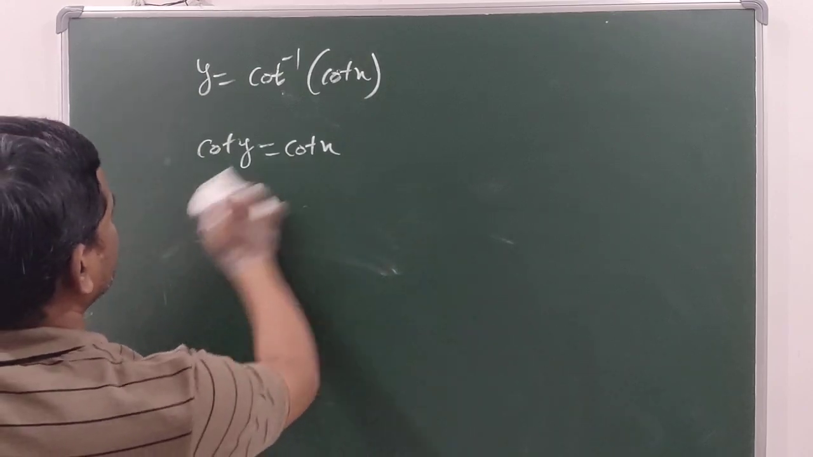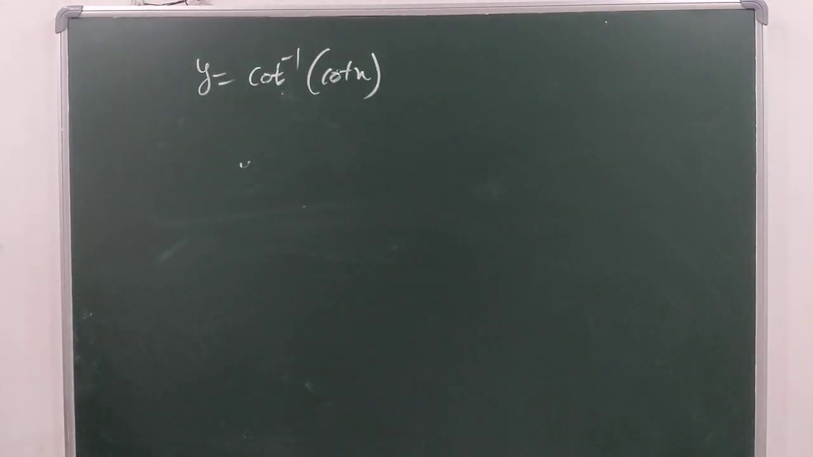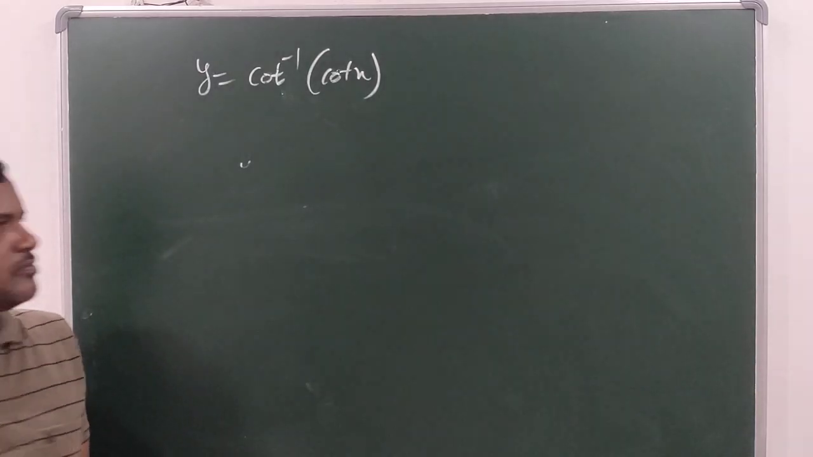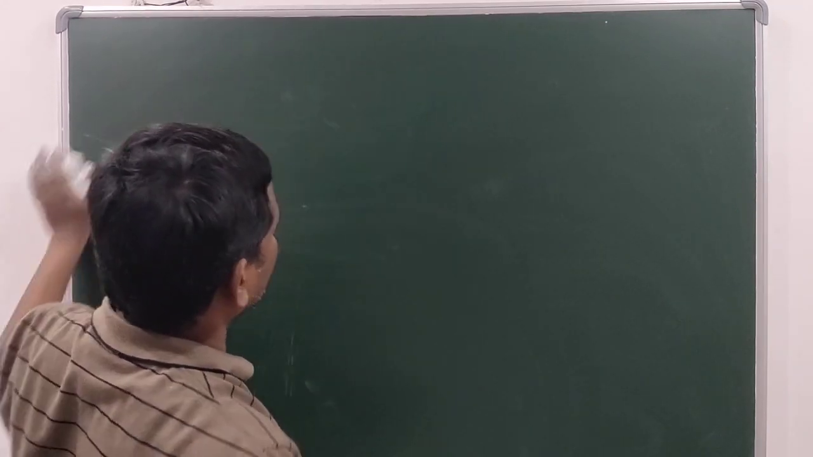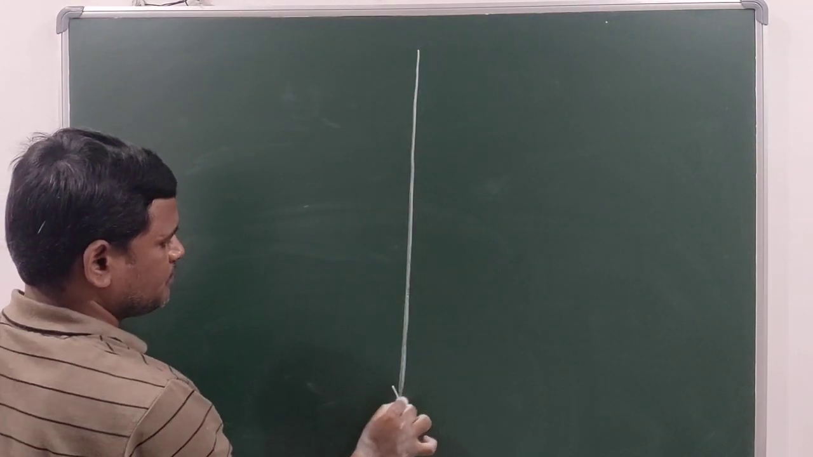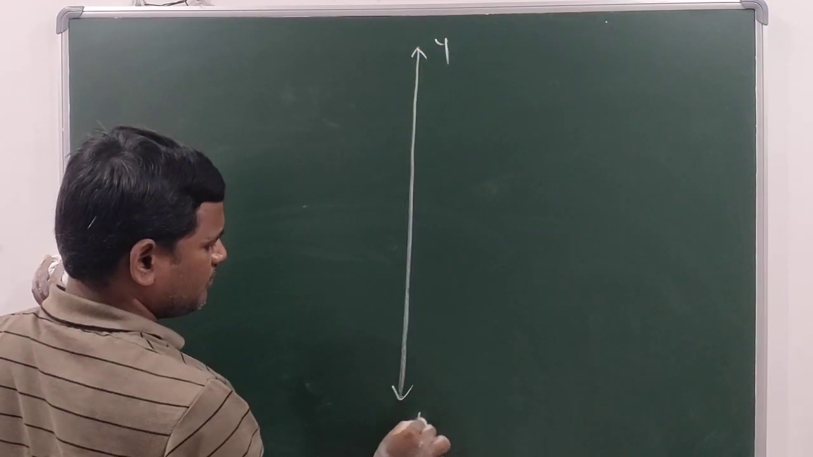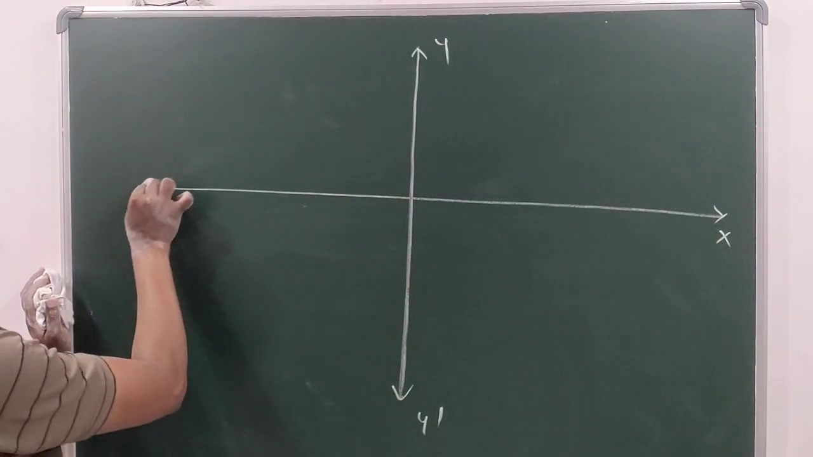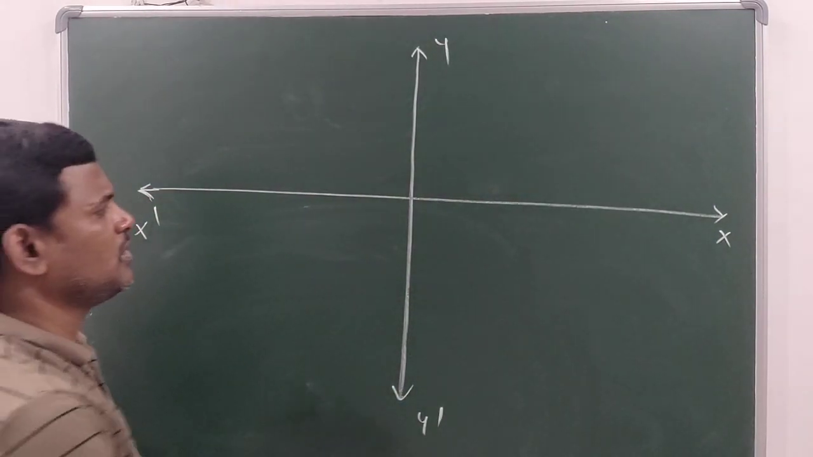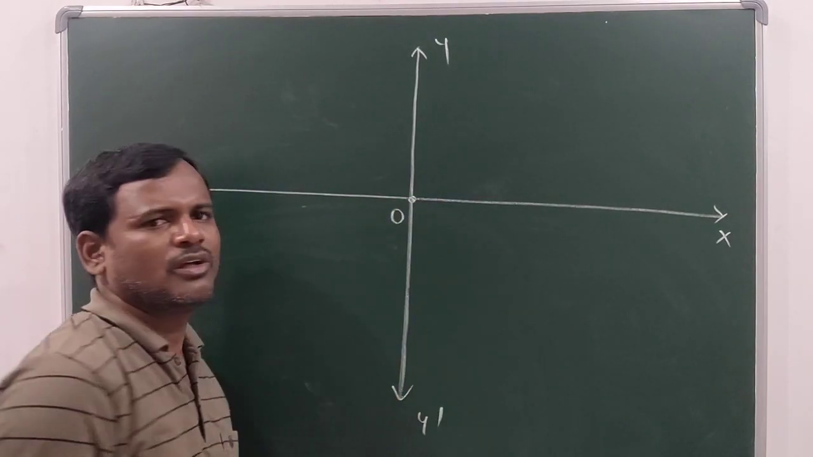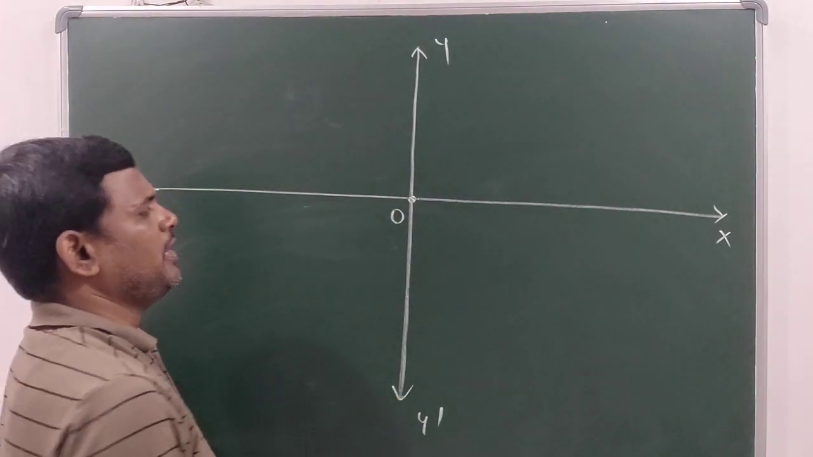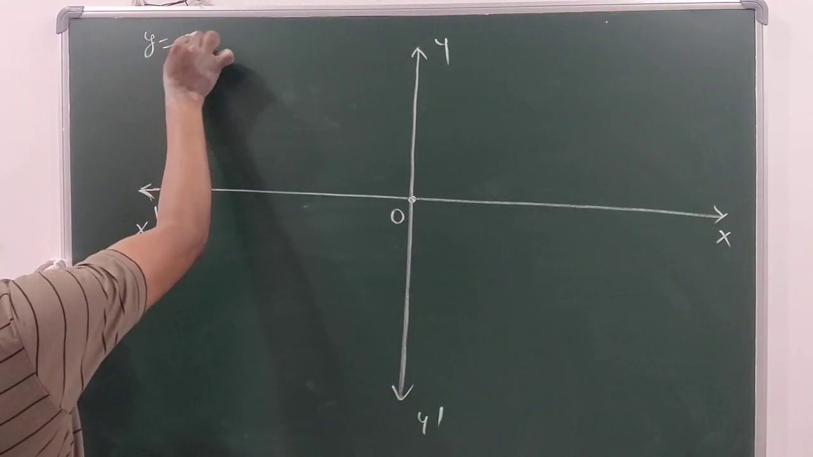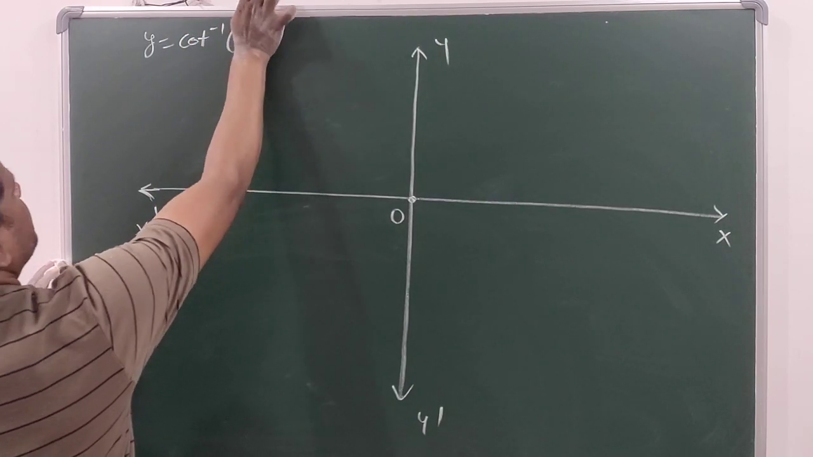Now draw the graph of this. How do you get it, tell me? Cot inverse of cot x. Y dash, X dash. This is the origin. Okay students. Right. Now see here. Y equal to cot inverse of cot x.